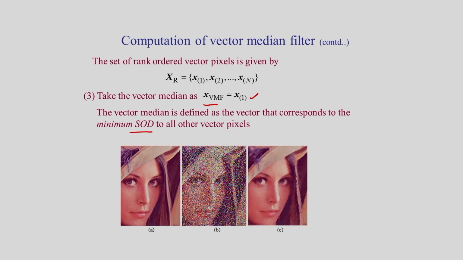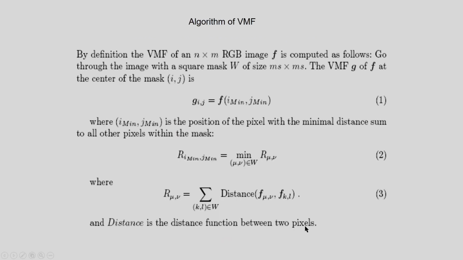So already I have explained this concept: how to determine the distance in terms of RGB values. Here you can see in this example, this is my input image, and this is the image corrupted by impulse noise, that is, salt and pepper noise, and after the vector median filter I can get this image. In summary, I can write the vector median filter algorithm like this.